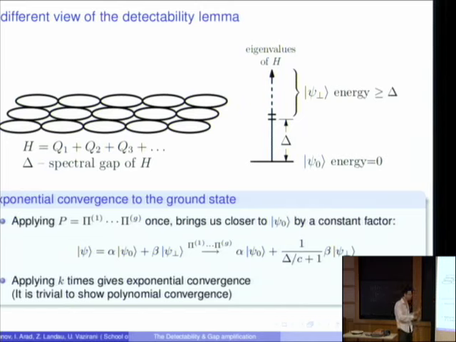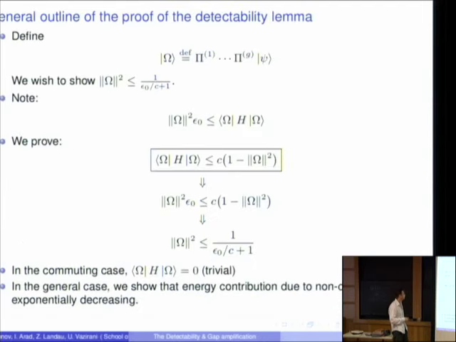Now, proving a polynomial convergence is very easy, but it is this exponential convergence that is interesting, and that's what makes it a little bit non-trivial. Okay, so let me just outline the proof of the detectability lemma. Remember, we have the state psi, and we work with it with these projections, and we want to prove that the norm of this state here, which we now define to be omega, is smaller than this expression here.